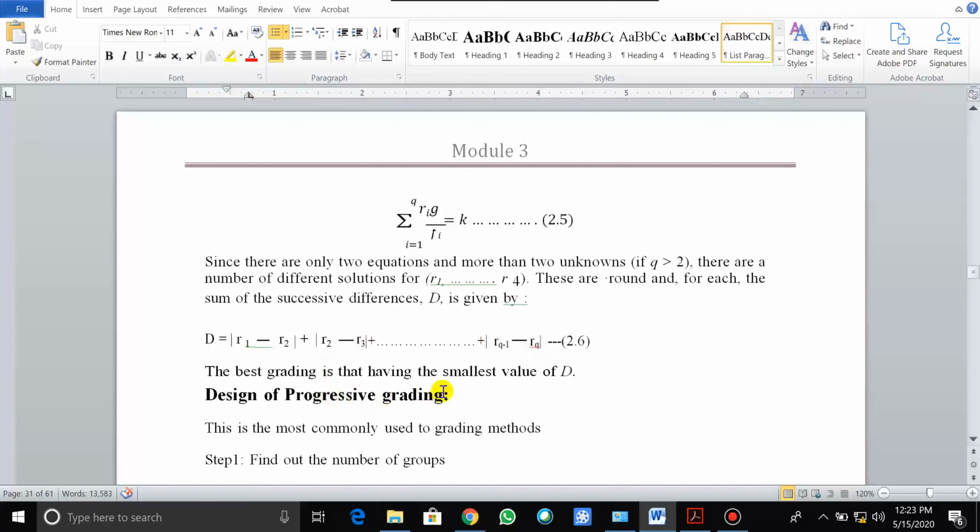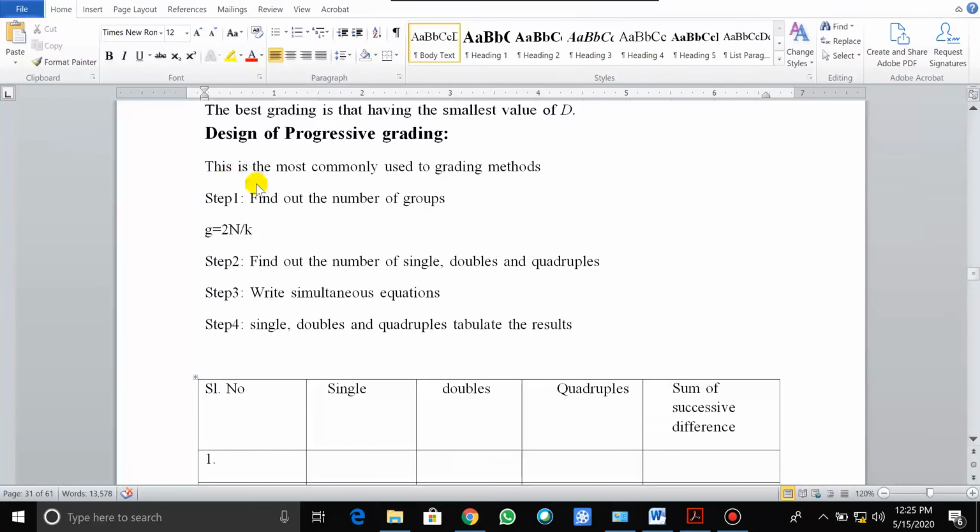Okay. Next topic is the design of progressive grading. How are we going to design the progressive grading? This is the most commonly used grading method. So we have some steps for designing a progressive grading. In step 1, we need to find out the number of groups by the formula G is equal to 2 into n divided by k.